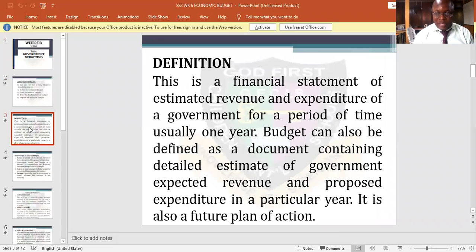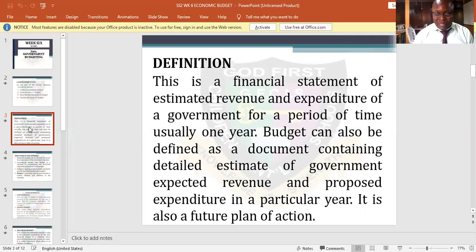Then let us look at the definition of budget. A budget is a financial statement of the estimated revenue, the estimated income that government receives, and the expenditure, the expenses government incurs during a particular period of time, usually 1 year. So there is a need for the government to make budgets for a particular year.